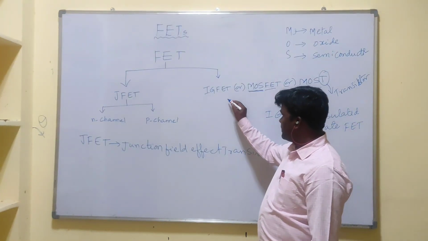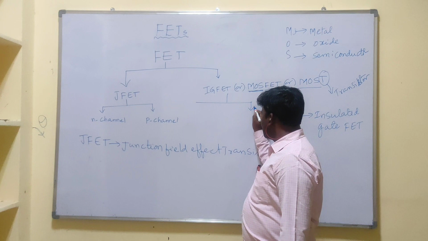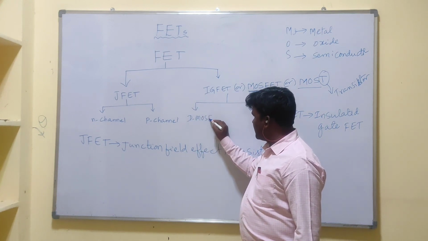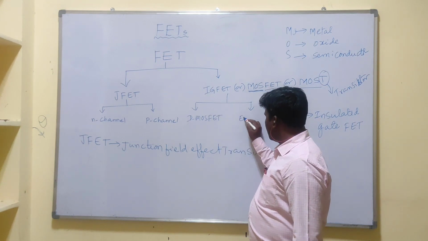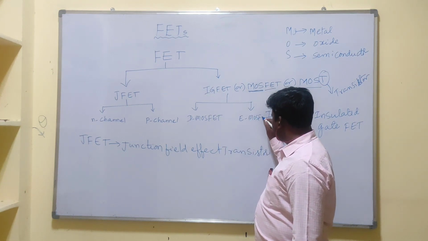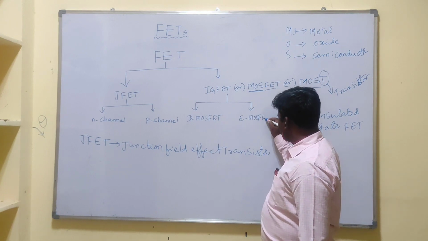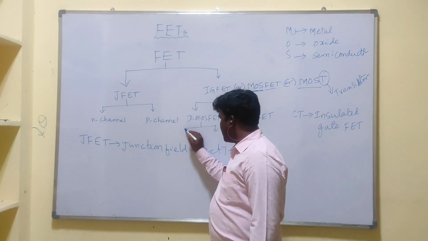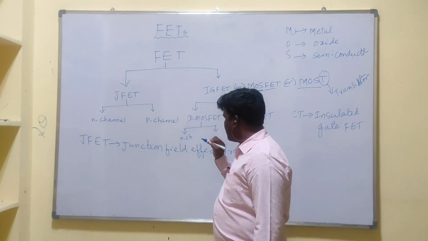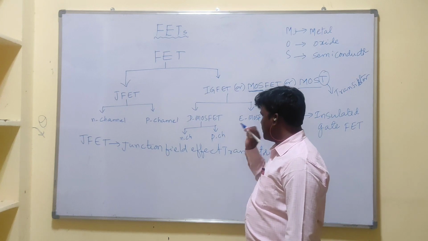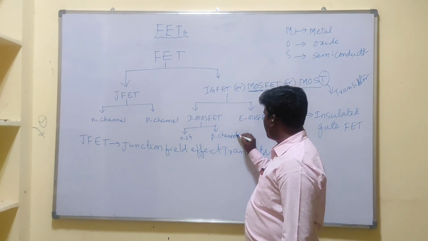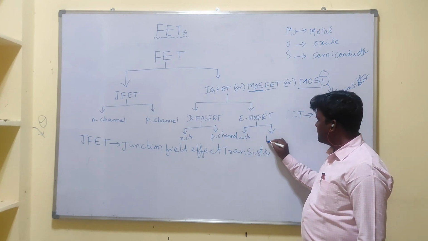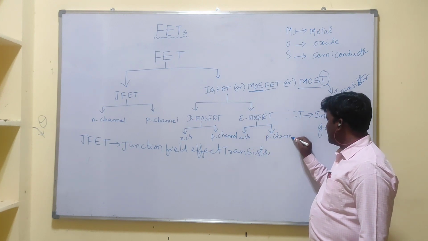In this we have two types. One is depletion type MOSFET, D MOSFET, and here it is E MOSFET. We will discuss what is meant by D MOSFET and E MOSFET later. Again in this we have N type and P type: N channel D MOSFET, P channel D MOSFET. In the E MOSFET also, N channel E MOSFET, P channel E MOSFET.